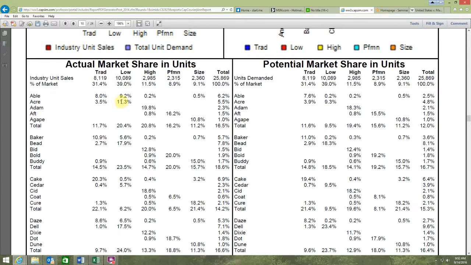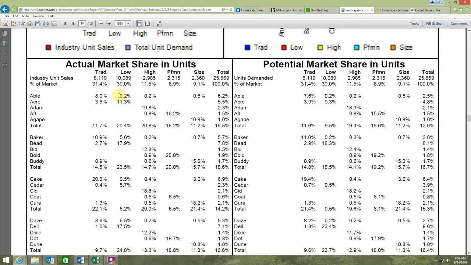And we look at the actual market share. Remember, Able had 9.2 and 11.3, and we said their potential was a lot less than that. So here's where I could do the math. For their Able product, they had a potential of 0.2% and sold 9.2%, so they benefited to the tune of 9% in that marketplace. Their Acre product had a potential of only 9.3% and sold 11.3%, so they benefited to the tune of 2% of the market.